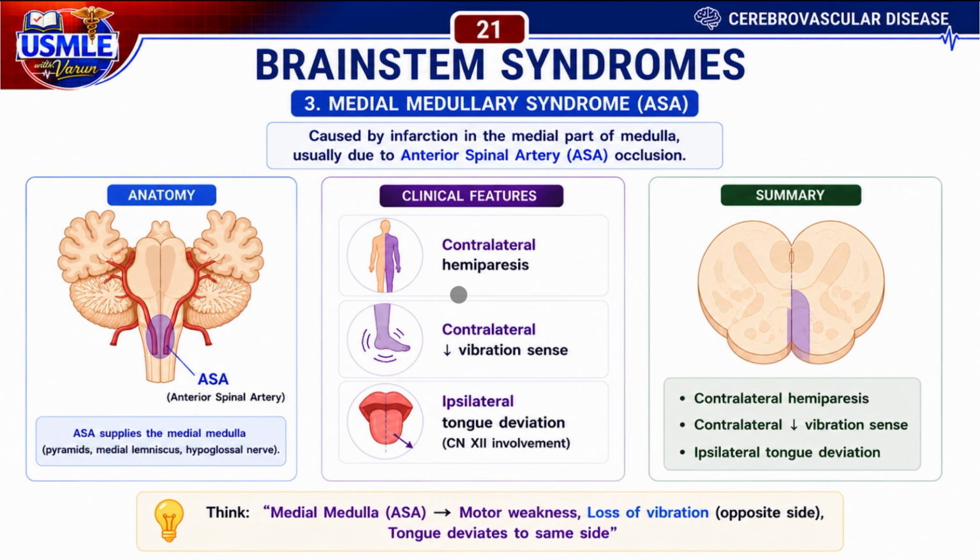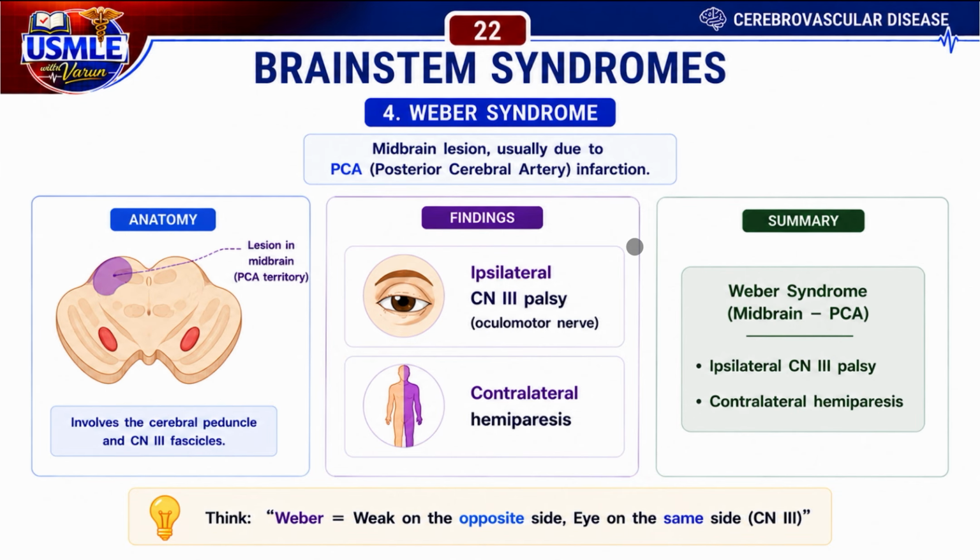So the clinical features that could be seen in medial medullary syndrome or ASA involvement are usually contralateral hemiparesis, contralateral reduced vibration and proprioception sense, and also ipsilateral tongue deviation because of cranial nerve 12 involvement. So whenever there's motor weakness, loss of vibration on the opposite side and tongue deviation to the same side, you need to suspect medial medullary syndrome, and this usually happens because of anterior spinal artery occlusion.